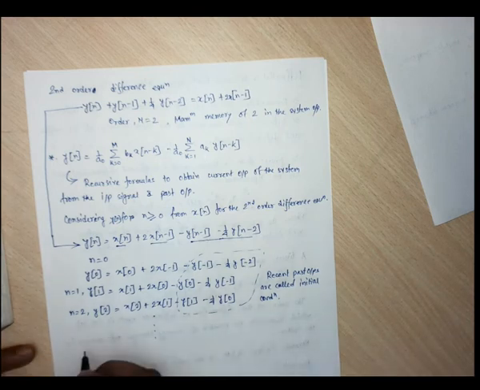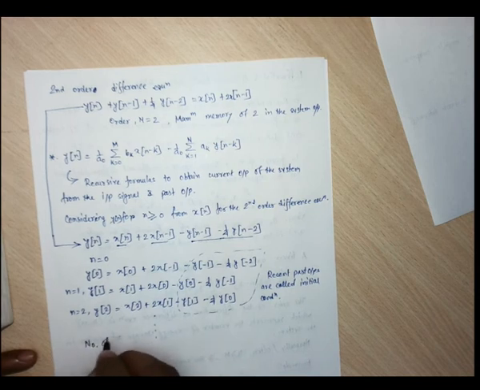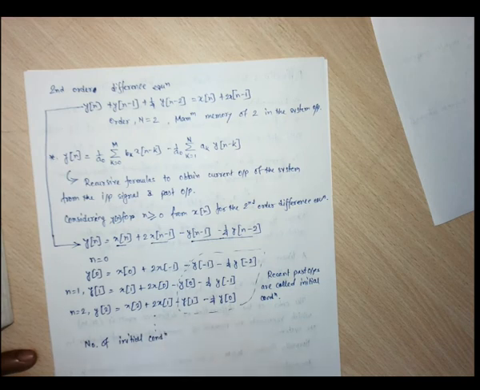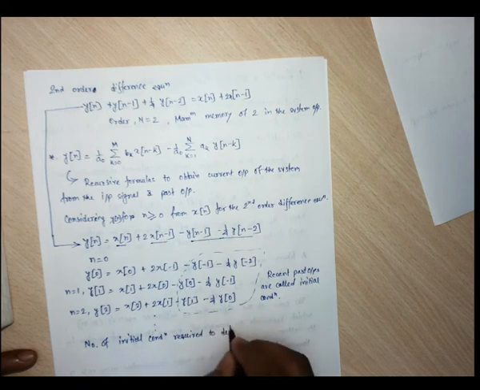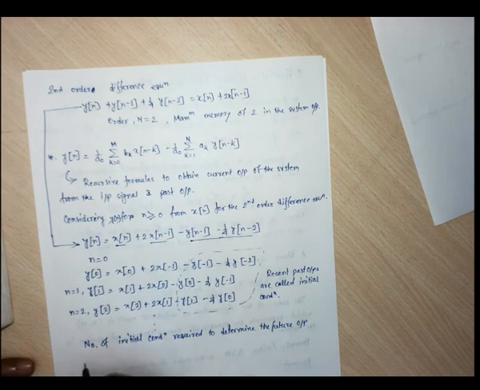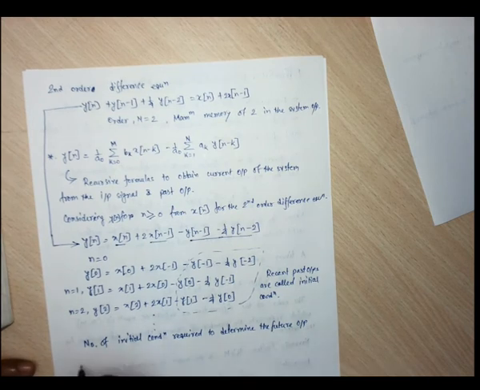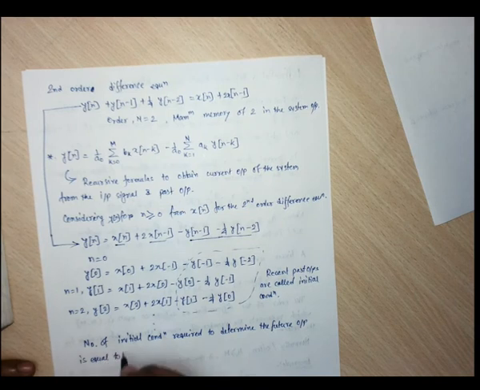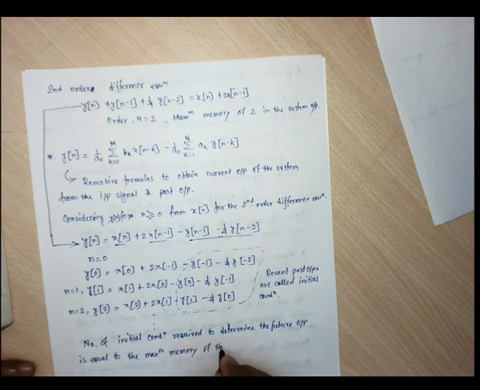So the number of initial conditions required to determine the future output is equal to the maximum memory of the system.